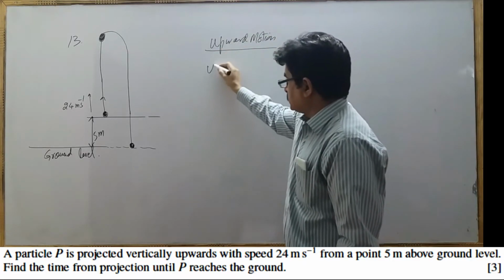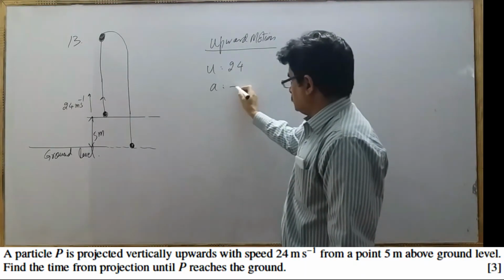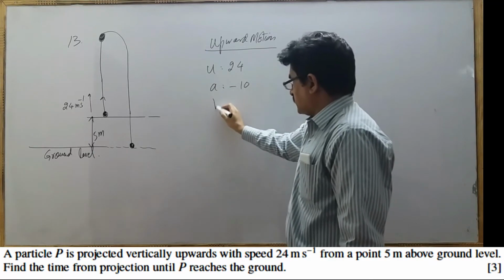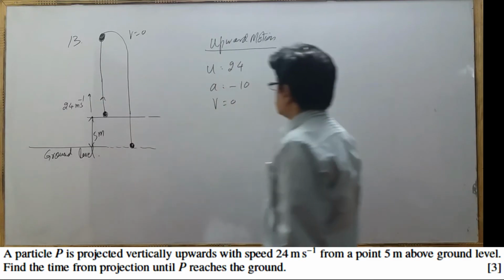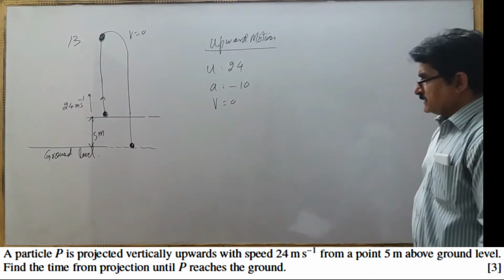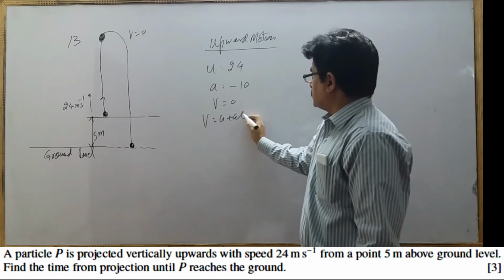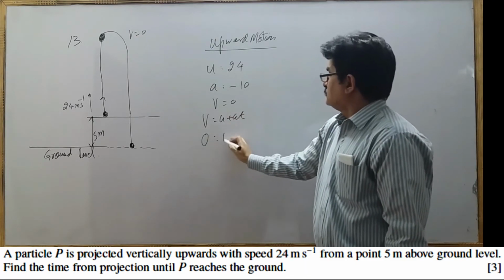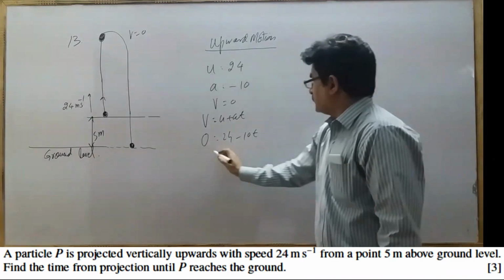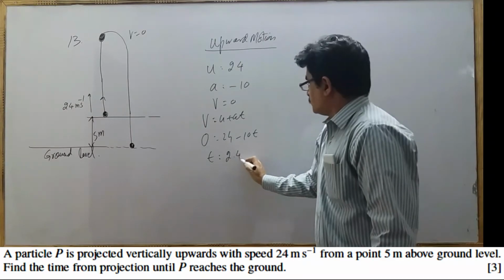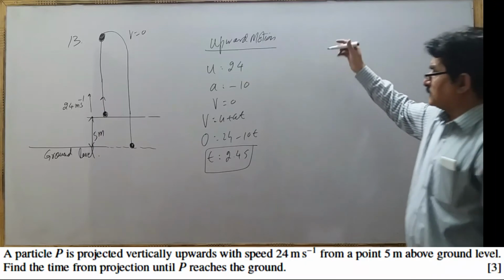During the upward motion, initial velocity we are given is 24, acceleration will be -10, and at the highest point the velocity will be 0. We have the data, so we can easily find the time. Applying the equation of motion, v is equal to u plus at: 0 is equal to 24 minus 10t. From here you can find the time to be 2.4 seconds. This is not our answer. Now for downward motion.